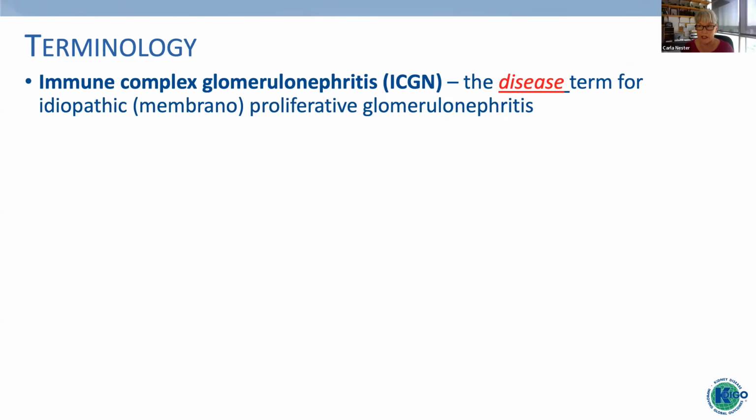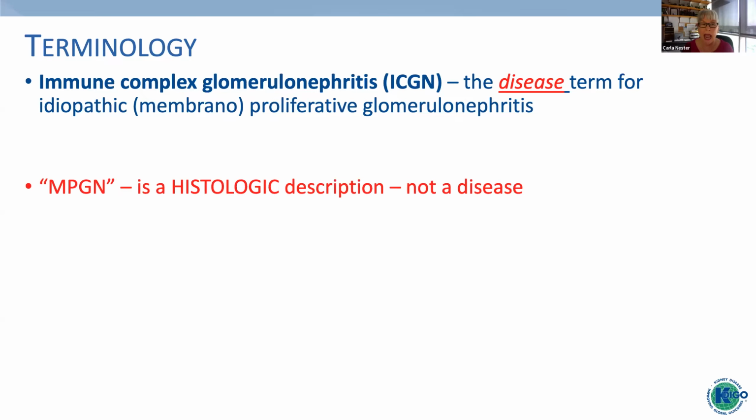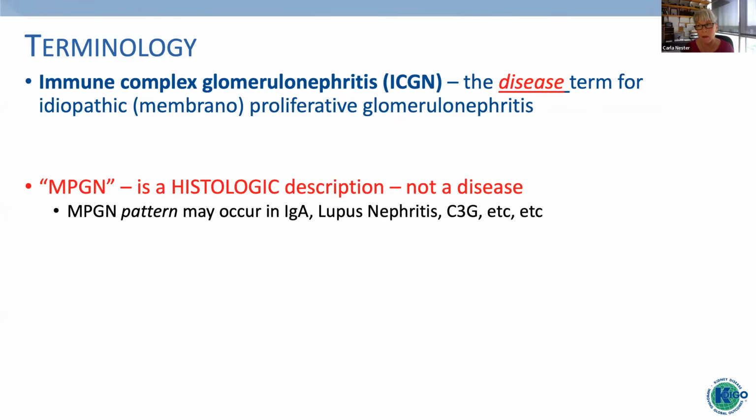Then, new to this KDIGO this year also is the concept of bringing to a much higher level this concept of immune complex glomerulonephritis or ICGN. This is now the preferred disease terminology for those idiopathic membranoproliferative glomerulonephritides. As opposed to, you may recall a previous chapter, even in your own practices, we've referred to a disease process known as MPGN. The KDIGO this year is discouraging that and moving it back to what it really has been all along.